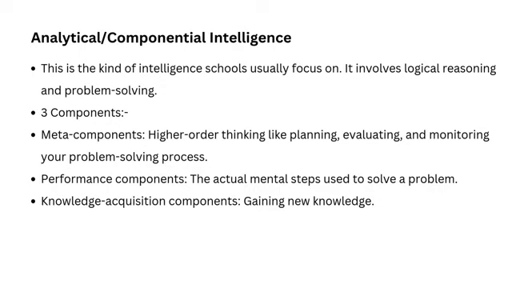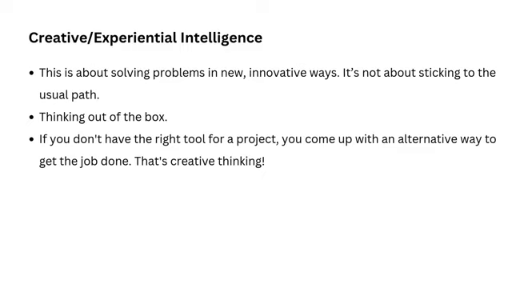Next is the knowledge acquisition components. This is about how well you can acquire and organize new information. For example, how easily you can learn new facts and concepts and use them in different contexts. Now, coming to the creative intelligence, which is also called the experiential intelligence. Creative intelligence is all about being able to think outside the box. It's your ability to deal with new and unfamiliar situations and come up with innovative solutions.